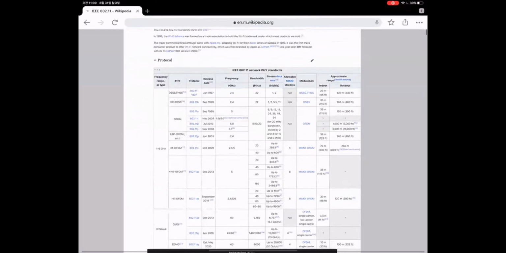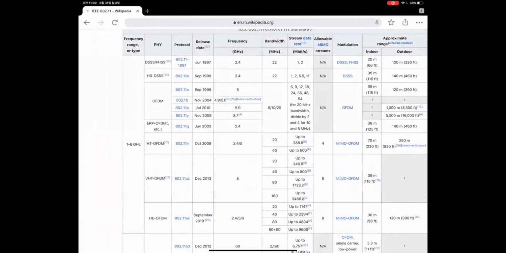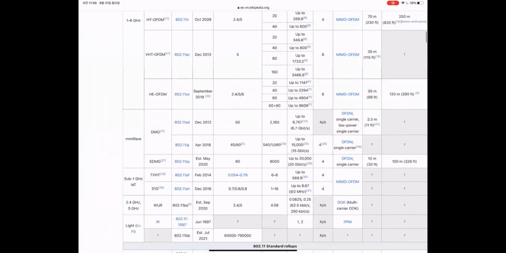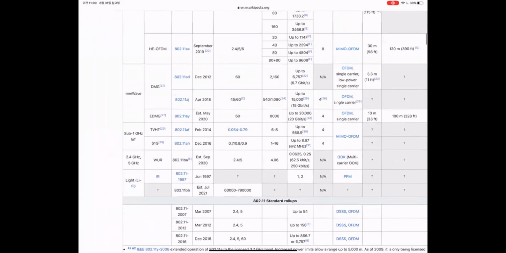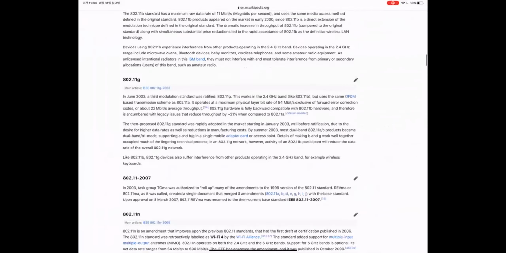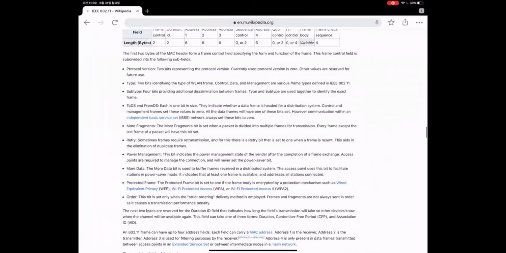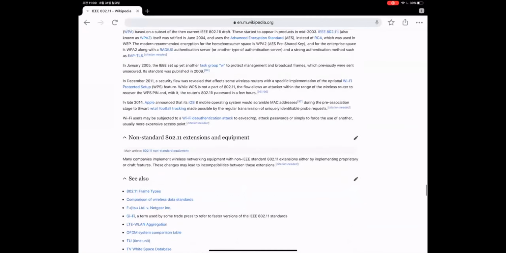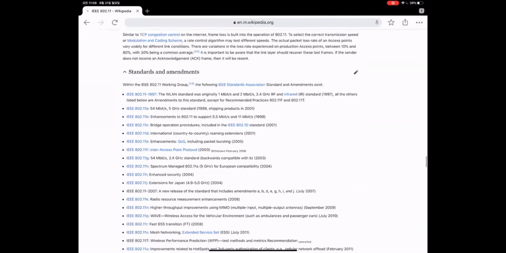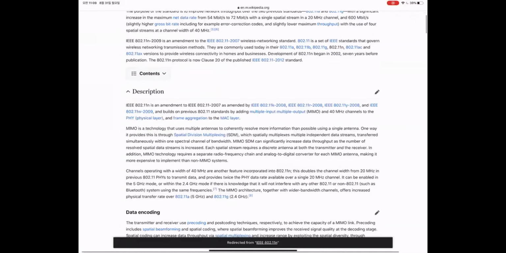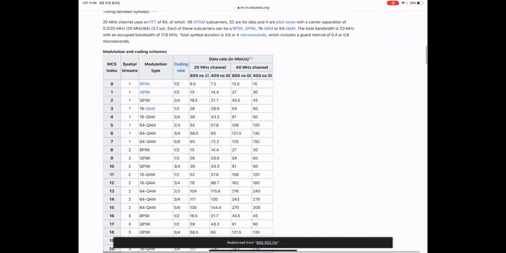Okay, so this is the standard protocol of Wi-Fi. You can say, okay, there's OFDM, orthogonal frequency division multiplexing, and all this information. Where is the start? Let's see, 802.11n. Oh, here's a good one.